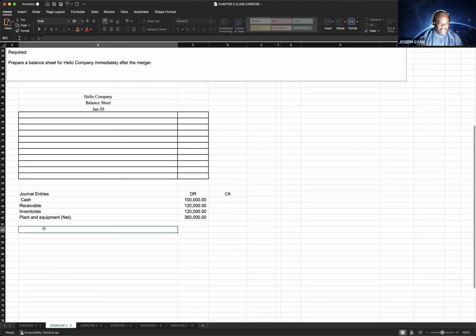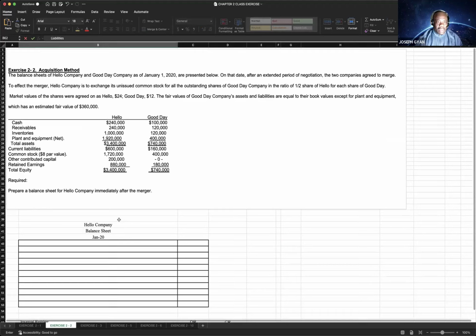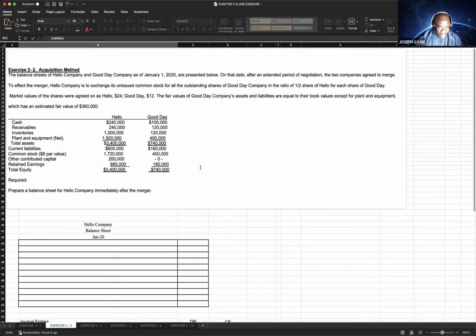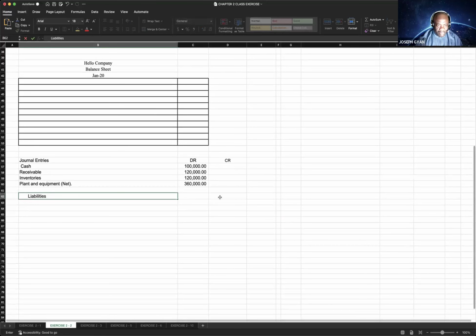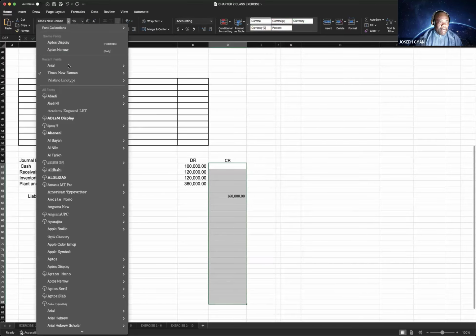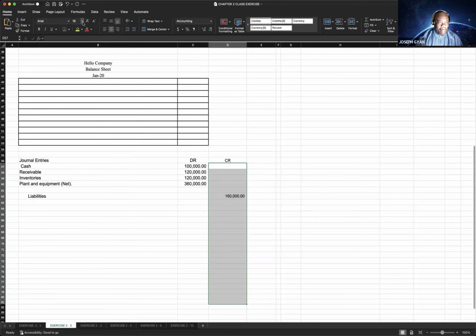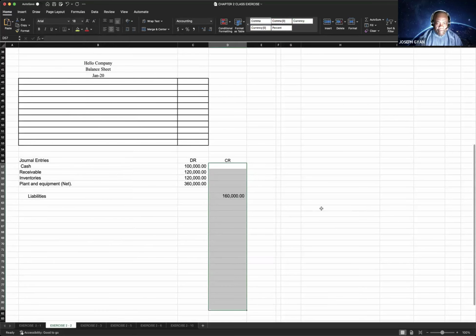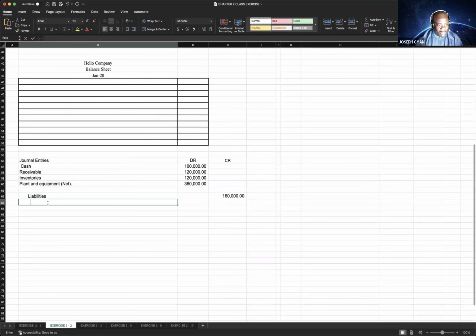Then we have the liabilities. The liability is 160,000. The $160,000 is the liabilities. And then they are giving the common stock.